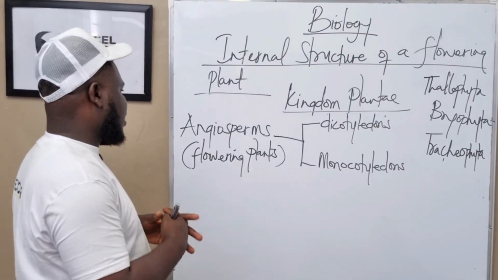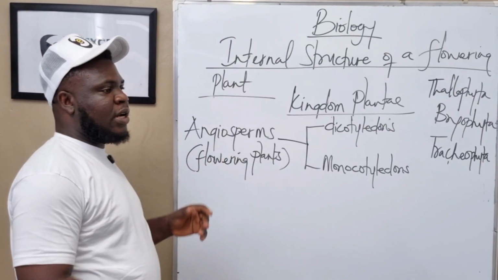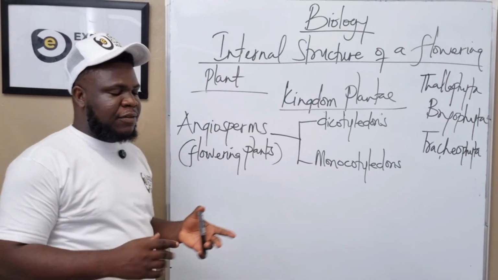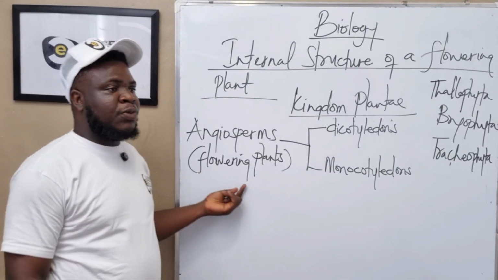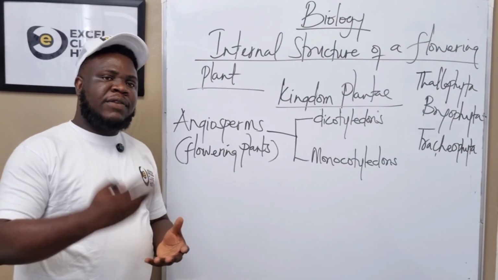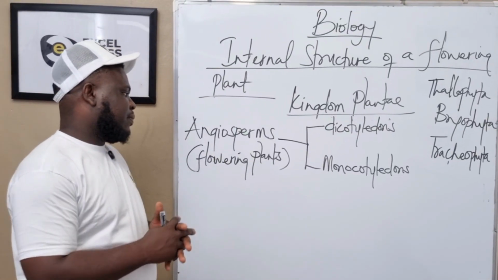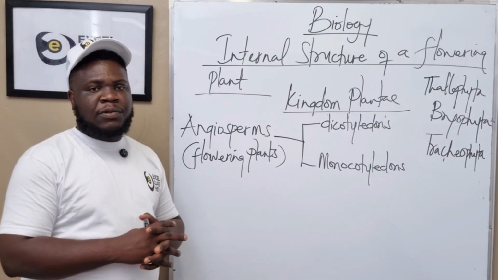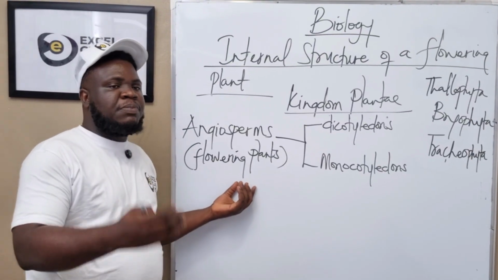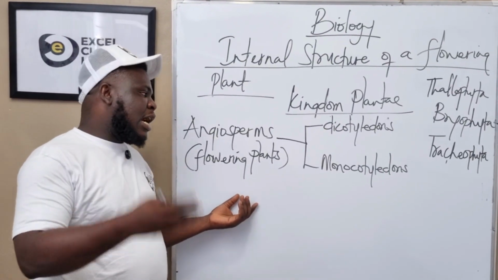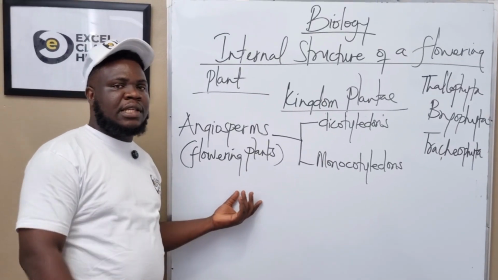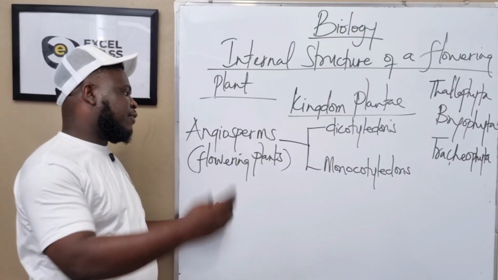So what are we saying in essence? Flowering plants are also called angiosperms. Why are they called flowering plants? Apart from the fact that they are seed producing, they also bear flowers. That's why they are called flowering plants. They are also characterized by the presence of flowers.